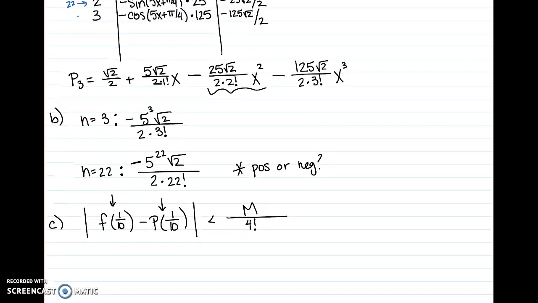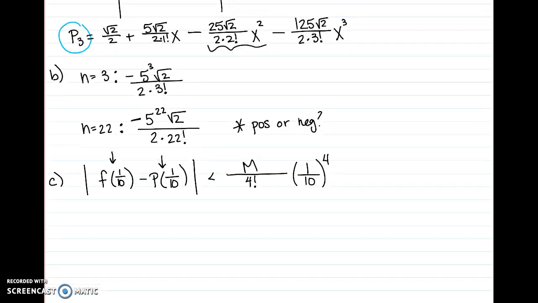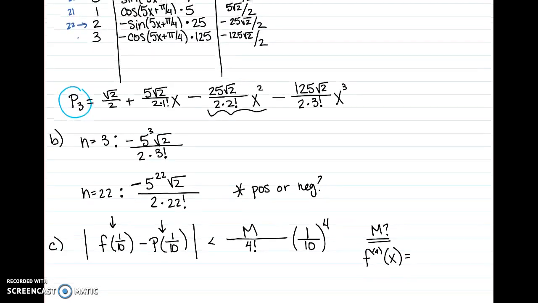Why is it 4 factorial? Because we used a third degree Taylor polynomial. So n plus 1 would be 4, times x minus a, or the farthest you get from your center. We're evaluating it at 1/10. We're centered at 0, so we are 1/10 away from our center, to the n plus 1. Now, what is M? That's the question. That's the tough cookie, right? Well, M is an upper bound on our fourth derivative. So we need to figure out what our fourth derivative is.